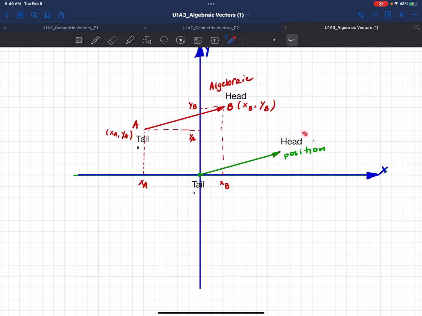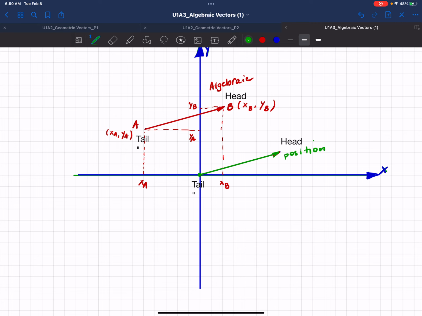Now, let's talk about the position vector. What would be the information we need to draw a position vector? Just the word position entails that the origin will be at 0, 0. So we'll know right away that the tail would be, or the coordinates of the tail are 0, 0. So all we need to know about the position vector is the coordinates of the head of the vector.